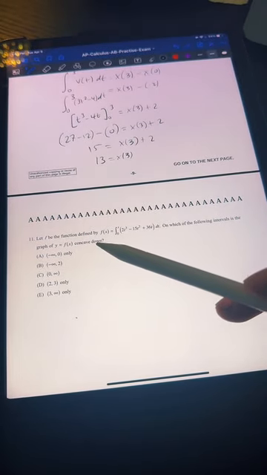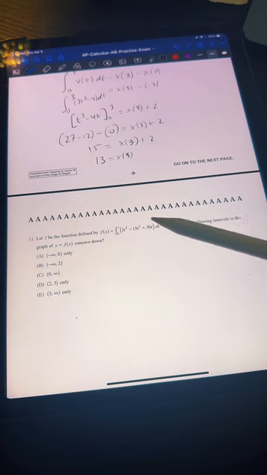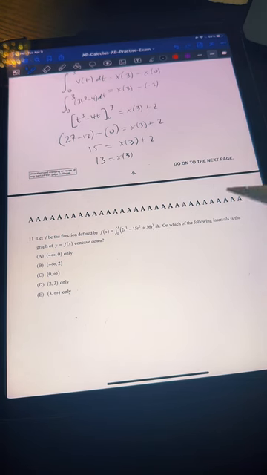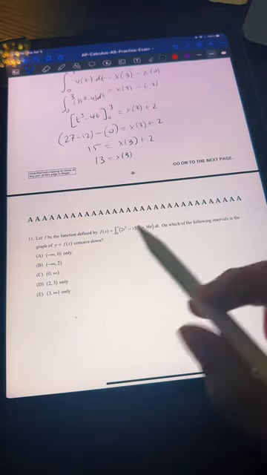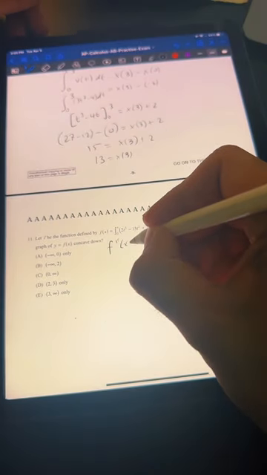Oh, this is amazing. Okay, so they give us the function f, which is defined by this integral. And as you can see, it's in terms of t and it's from 0 to x. I'm already thinking they're probably going to ask us to use the second fundamental theorem of calculus. Now they're asking, on which of the following intervals is the graph concave down? So we want to find the second derivative.